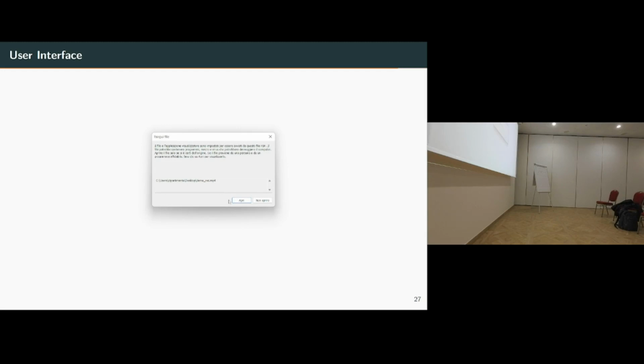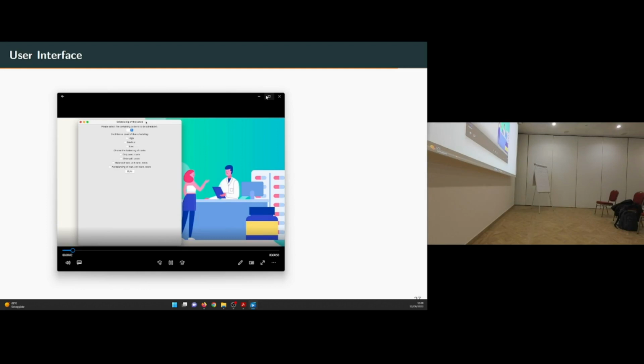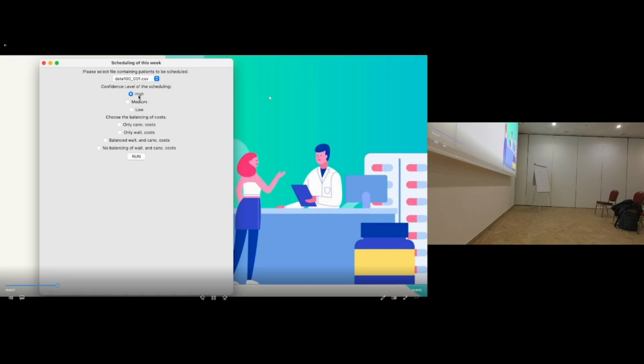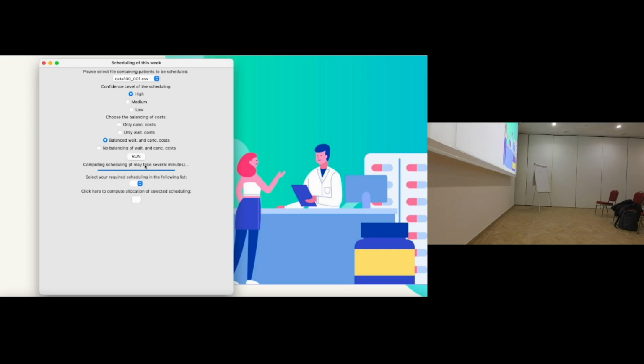First of all, the user can select the file containing the waiting list, the robustness one wants to obtain from the schedule, and the balance between waiting time and cancellation costs. This first phase generates a feasible solution for the advanced scheduling model. Then, the user can select an OR and see the patients that have been scheduled there. If one is happy with the resulting scheduling, the allocation model for that room can be started.